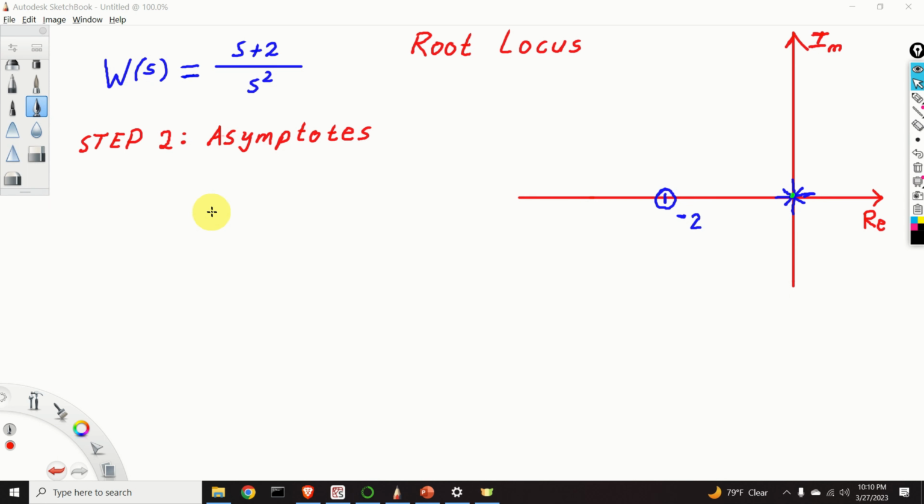Next, we proceed with step number 2. In step number 2, we construct the asymptotes of the root locus method. The asymptotes are centered at A, and I will explain the formula for computing A later on, and they're leaving at the angle βL, where L goes from 1, 2, 3, 4 until n minus m.